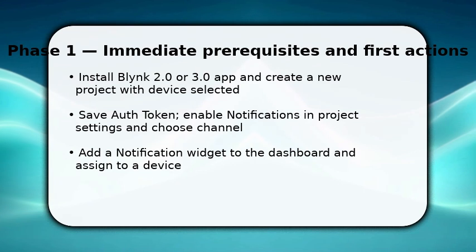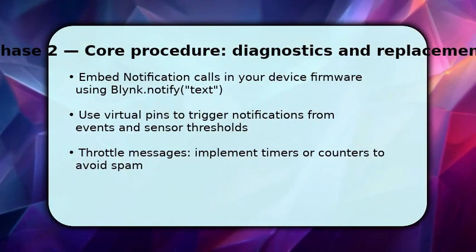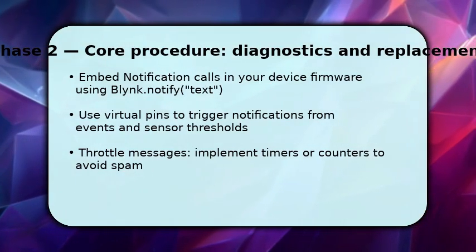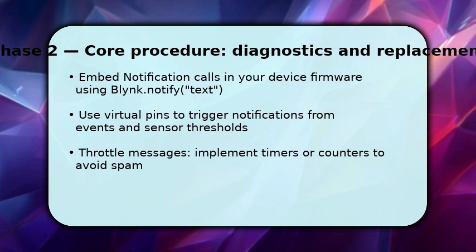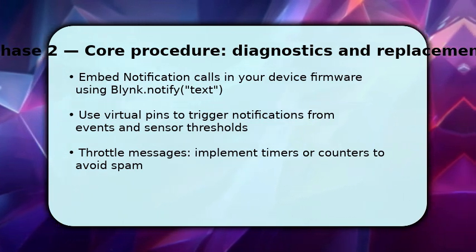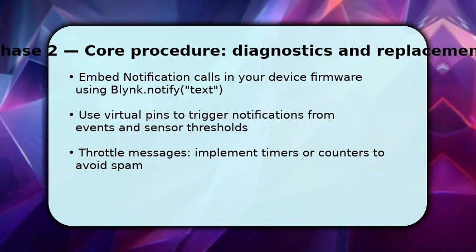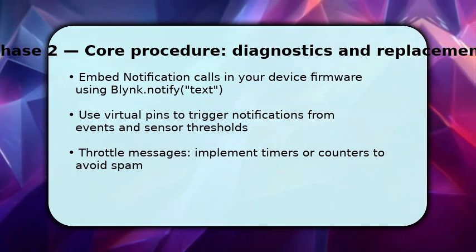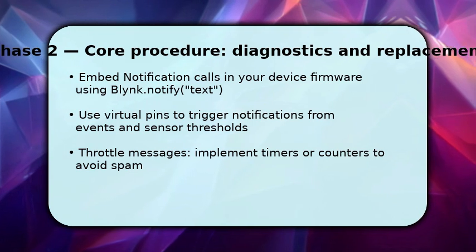Now implement the notification logic in your device code and explain why it matters. You must call Blynk.notify with your message at the right event so the app receives alerts. Once you map sensors to virtual pins, create threshold checks that invoke notifications only when values cross limits.